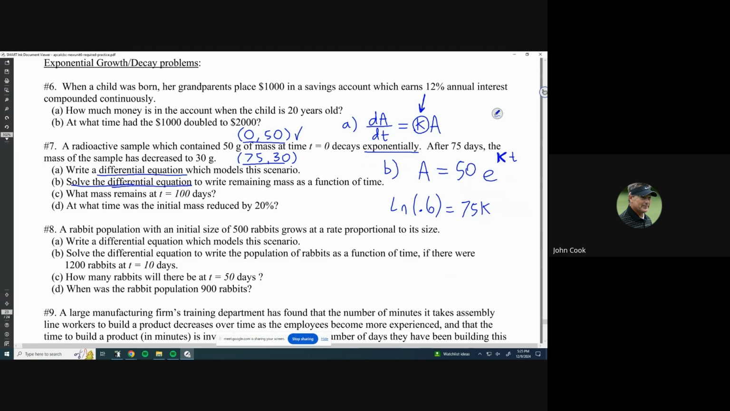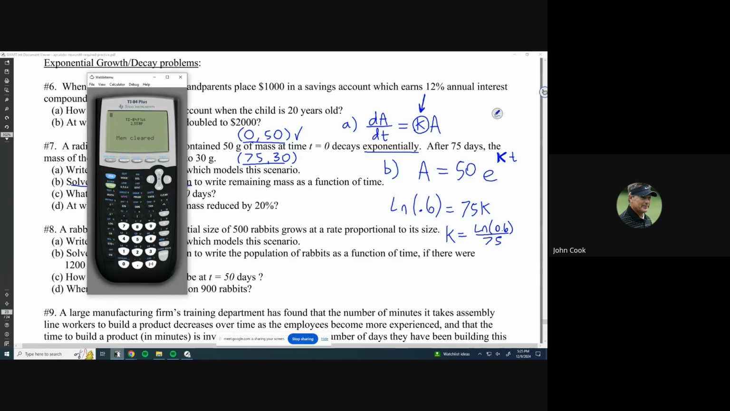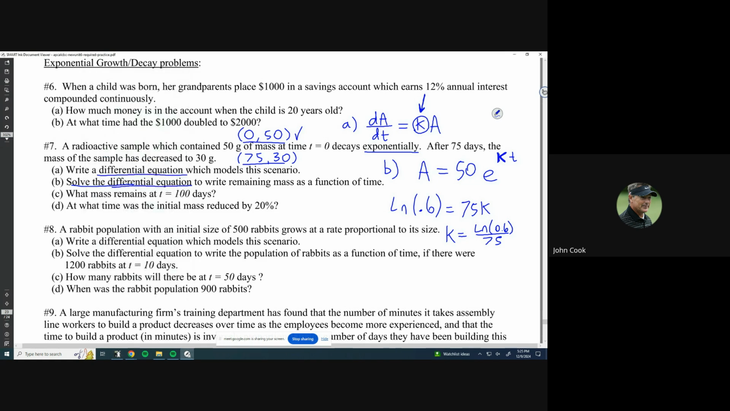Now we're going to get k by itself by dividing by 75, and we get our number for k. k is the natural log of 0.6 over 75, whatever that number is. And it's going to be negative, by the way, and I anticipated this because k has to be negative since it's a decay rate. Okay, so natural log of 0.6 divided by 75, check it out, negative number. But I'm going to leave it as natural log of 0.6 over 75. I hope you don't mind. It's just easier to write than trying to memorize some stupid decimal value.